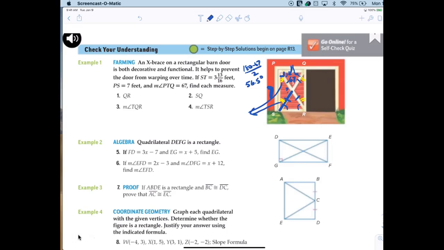Now let's look at this right here. Somebody tell me what QR would have been. 7. So let's go ahead and knock this out. What's SQ? Well, remember, SQ is the whole length, right? So 3 and 13/16 times 2, which would be 7 and, did you say 5/8? Is that what I said? Yeah, 7 and 5/8. And what did we say TQR is?